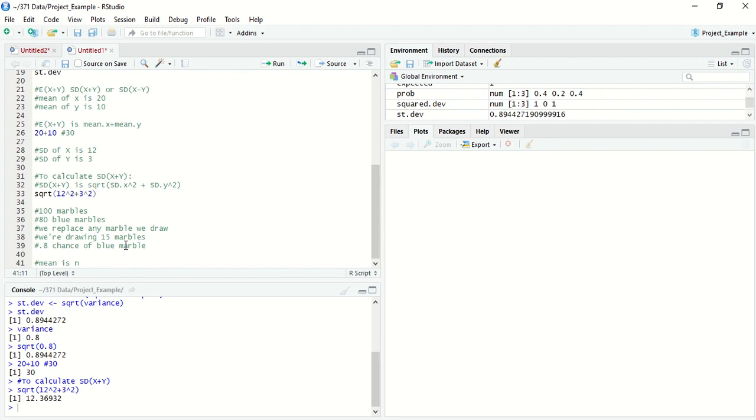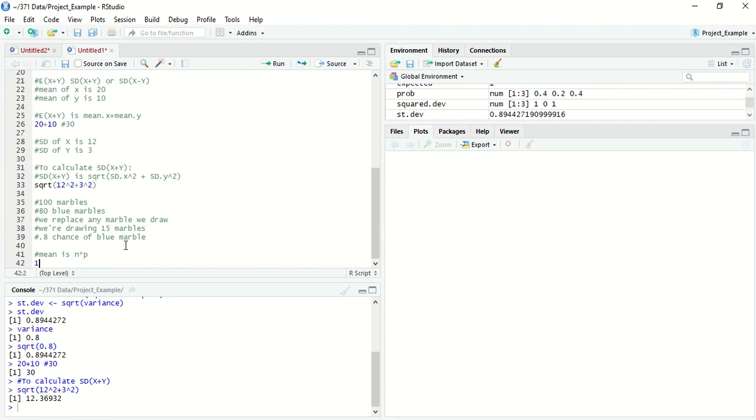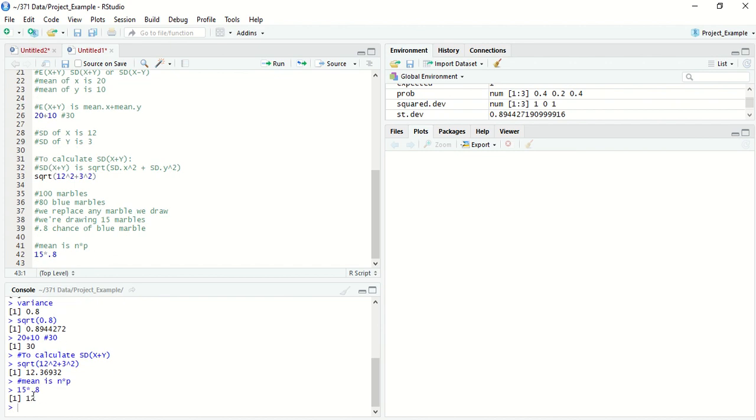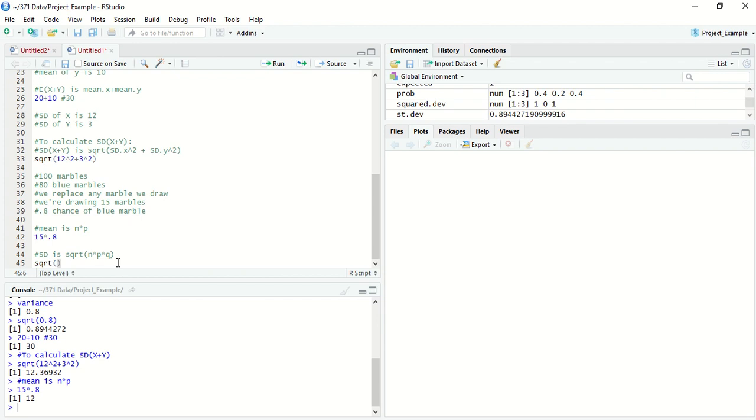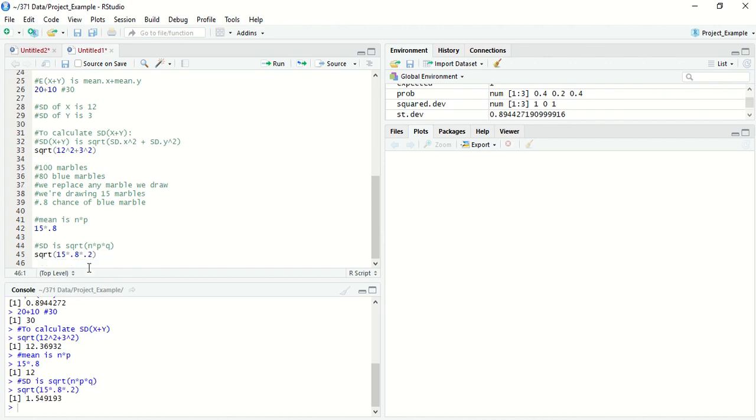Mean is n times p. N is 15 because we're drawing 15 marbles. P is the probability of a blue marble. So 12. 12 is the mean in this situation. The standard deviation is the square root of n times p times q. So it's square root of 15, because we're drawing 15 marbles, times p, probability of a blue, times q, probability of not a blue, which we can get as 1 minus p equals q. Our standard deviation is this number right here.